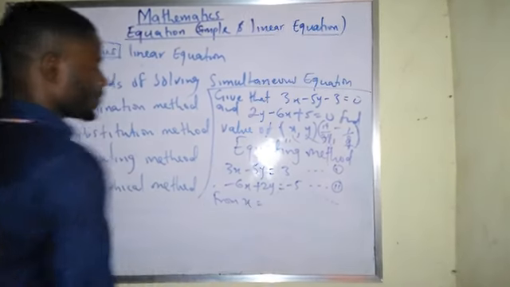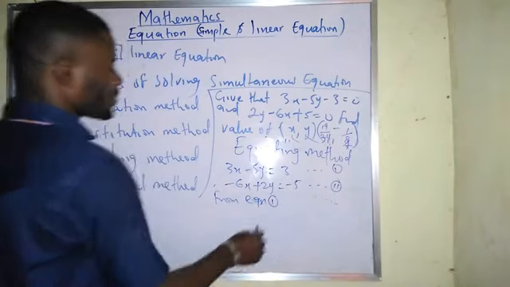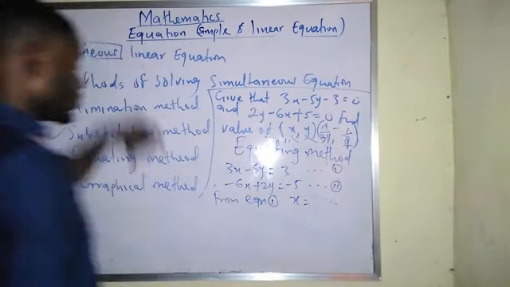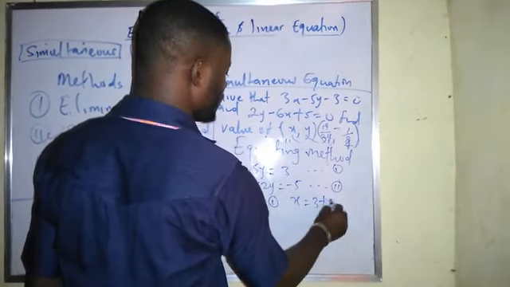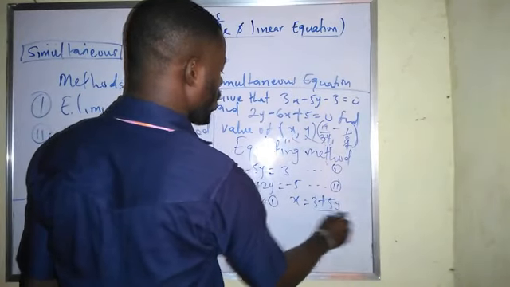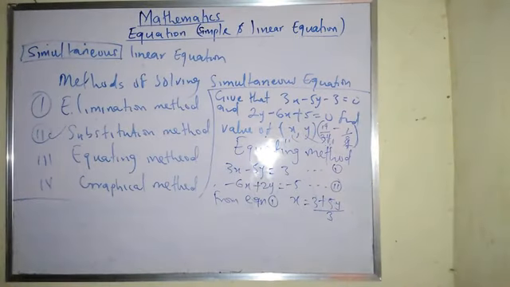Now, from equation 1, x equals 3 plus 5y all over 3. That is from equation 1. It means I'll make x the subject.